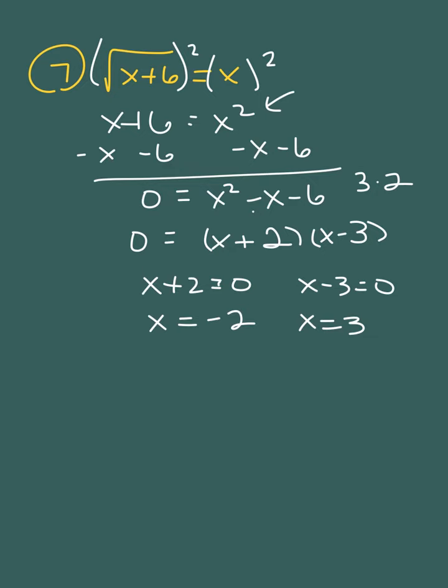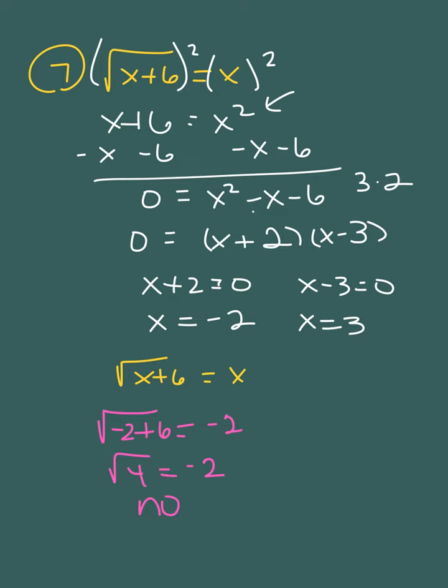So again, let's go back to the original, which was the square root of x plus 6 is equal to x. Now this radical is already isolated, so if I substitute it in, let's see what happens to check. So if I start with x is equal to negative 2, I get the square root of negative 2 plus 6 is equal to negative 2, which is the square root of 4 is equal to negative 2. So that's a no, that doesn't work. That x is equal to negative 2 is an extraneous solution.